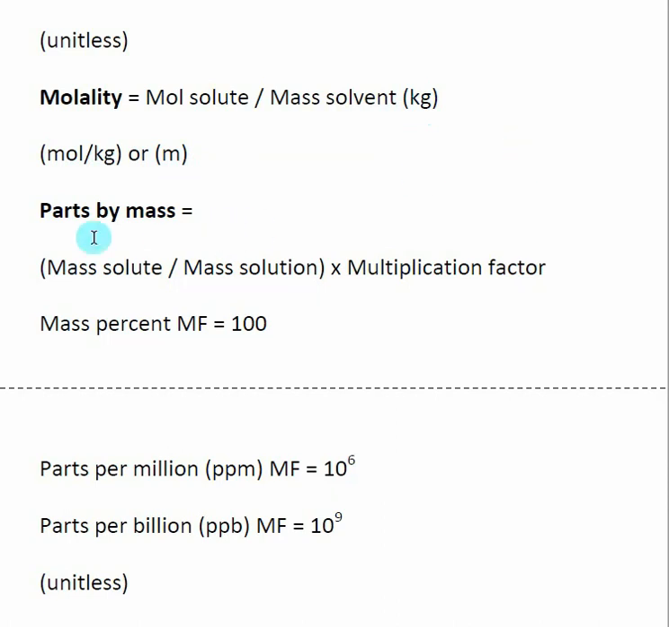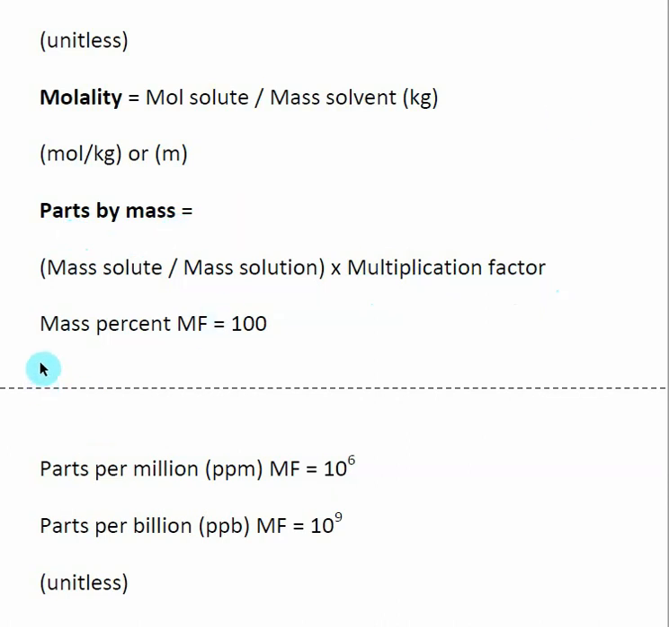The next unit is called parts by mass, and that's really just the mass of the solute divided by the mass of the solution. And so in this case, the mass of the solution is going to be the mass of the solute plus the mass of the solvent. And in this case, we're going to include a multiplication factor, and depending on the multiplication factor, we're going to get different parts per mass units.